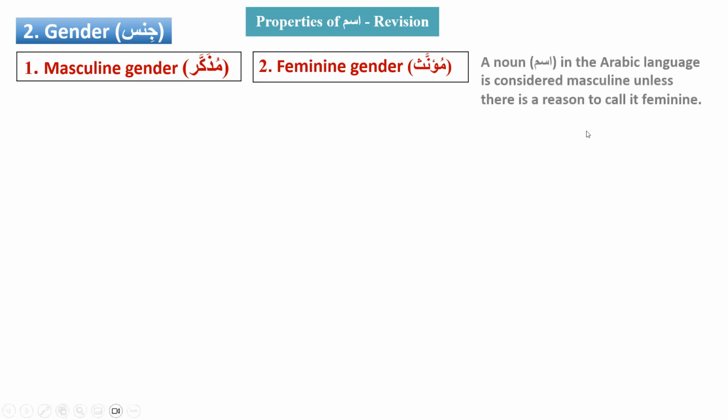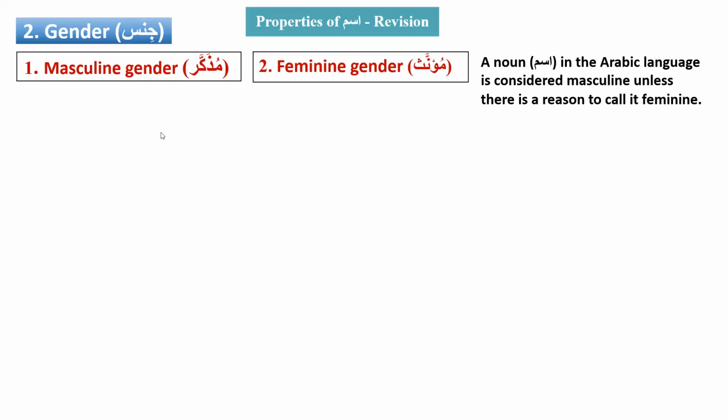Okay. So all you need to learn is the reasons to call an ism feminine. Once you know those reasons and you don't find any of those reasons in an ism, then you call that ism masculine. So in this part, we are going to revise the reasons to call an ism feminine. One main reason an ism could be feminine. Can somebody recall what's that? One of the main reasons for an ism to be feminine.